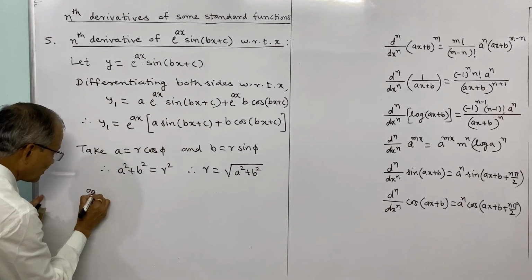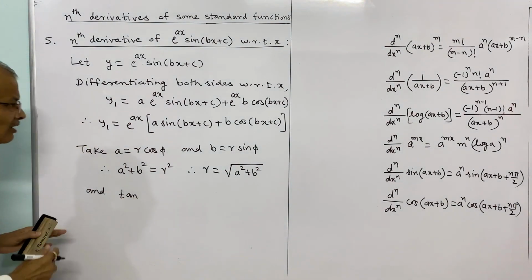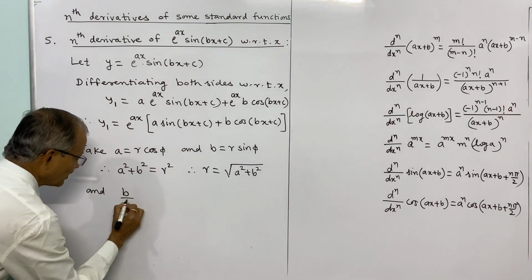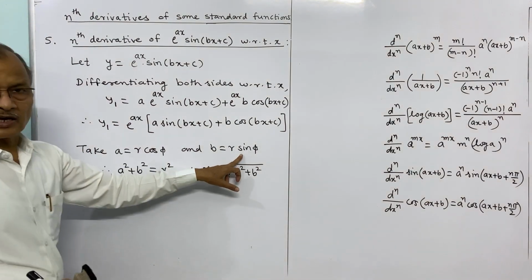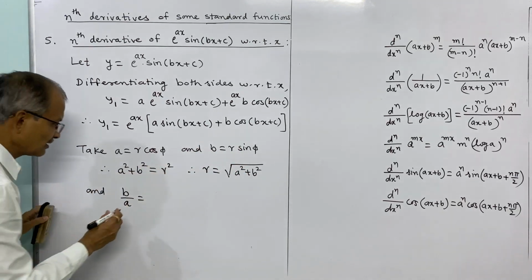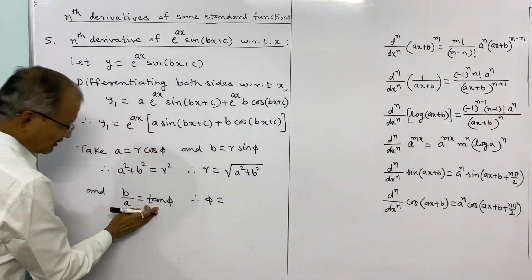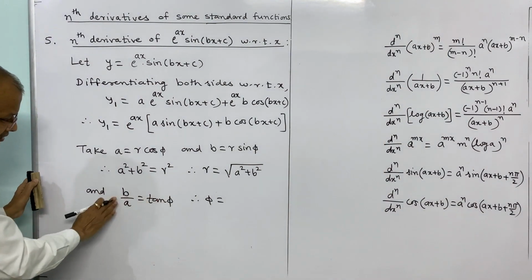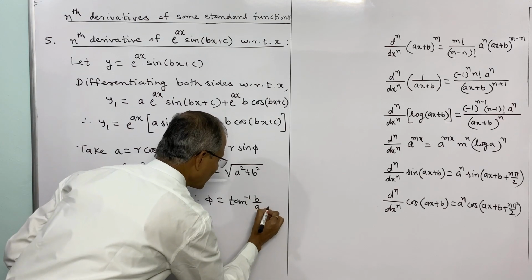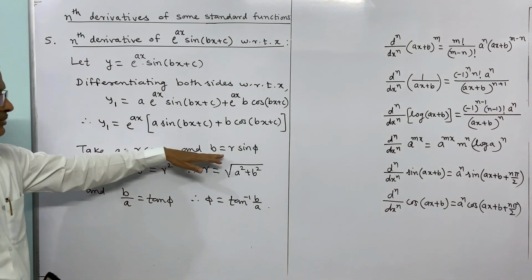And now you see, what is tan phi? Tan phi, or we may consider b upon a, will be equal to b is r sin phi divided by r cos phi, and r cancels. Sin phi divided by cos phi is tan phi, and from this, taking the inverse function, phi will be tan inverse of b upon a. So these are the values of r and phi. So we have taken a as r cos phi and b as r sin phi.